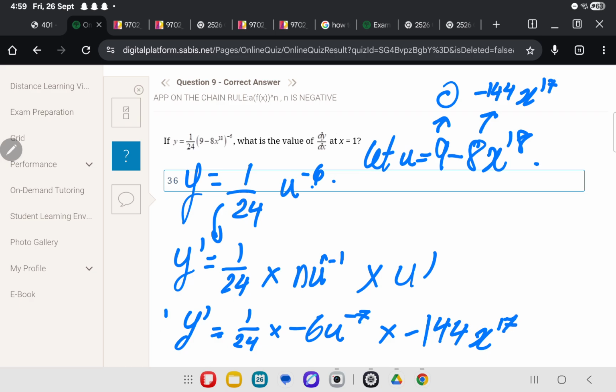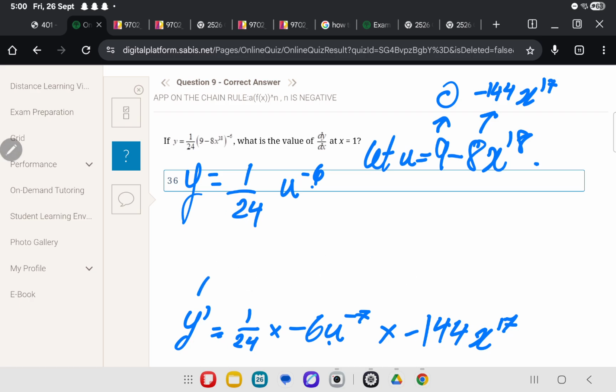Okay, now they want this value here. Again, I can't simplify it, but why would I? Because they just want me to find the derivative at a specific point. So I'm going to substitute x equals 1 into this. Now doing that, I'm going to get 1 over 24 times negative 6. I forgot to expand u here, but you can do it on the calculator. So negative 6 into 9 minus 8x to the power of 18. So x is equal to 1, so it's going to be 8 times 1 to the power of 18. Actually, let me just show you what I mean on paper. So I'm going to move this up.